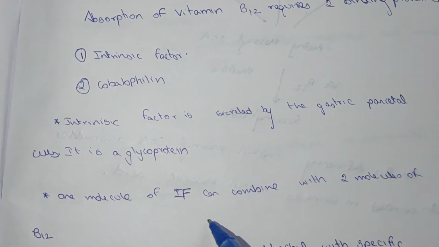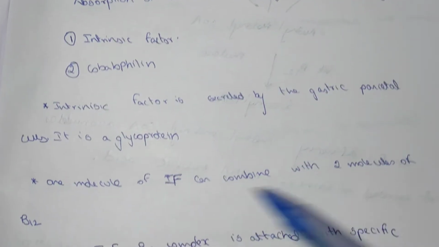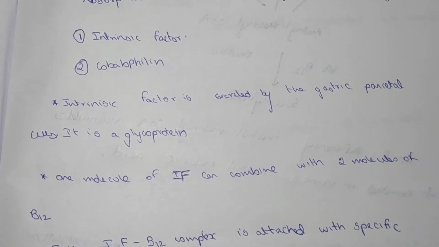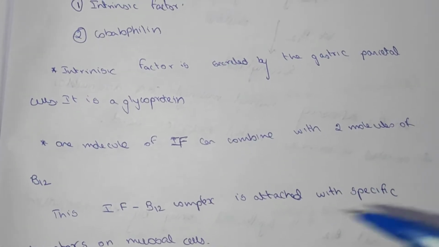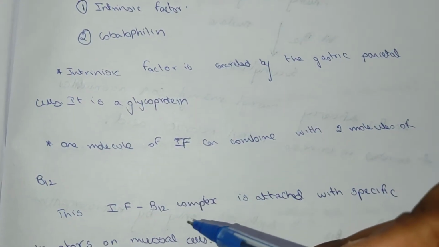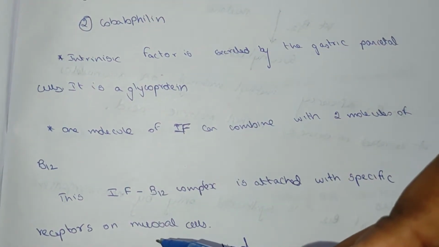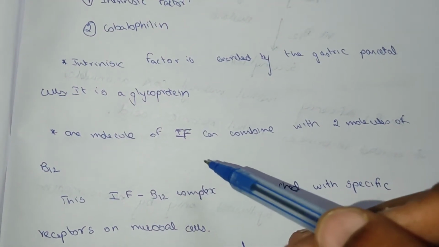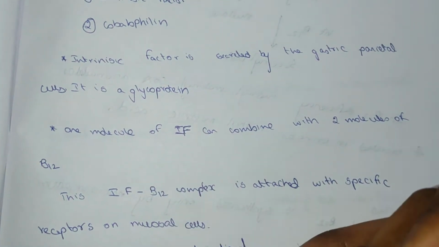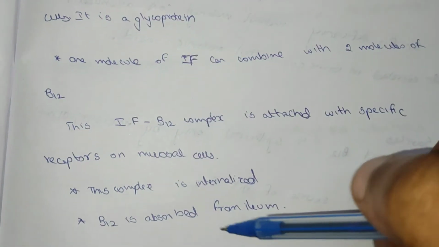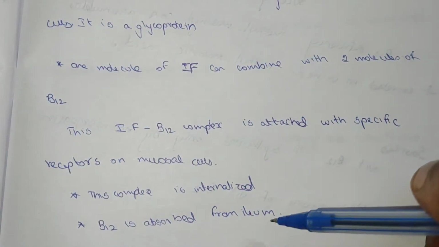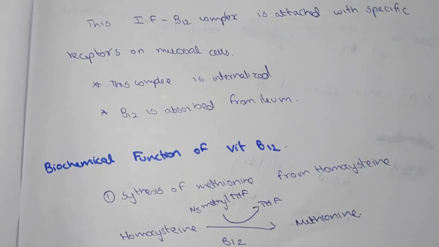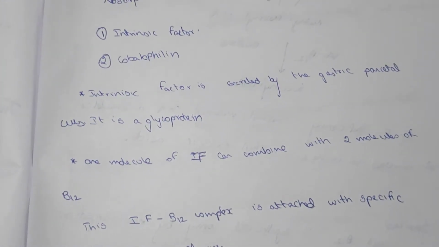One molecule of the intrinsic factor combines with two molecules of B12, and this intrinsic factor and B12 complex is attached to the specific receptor on mucosal cells. The complex is internalized, and the B12 is absorbed from the ileum. This is how the absorption takes place.